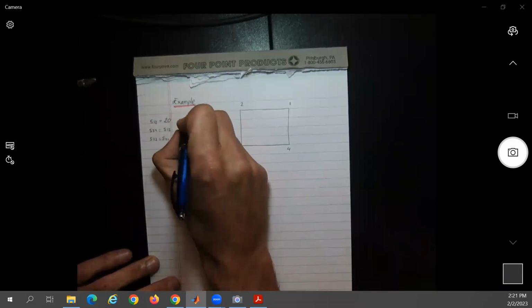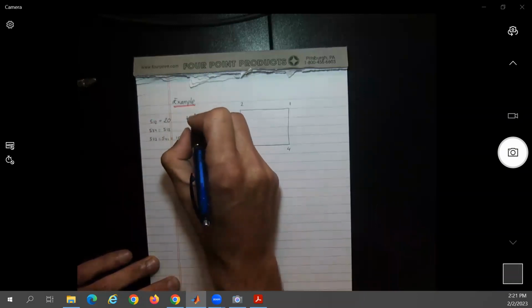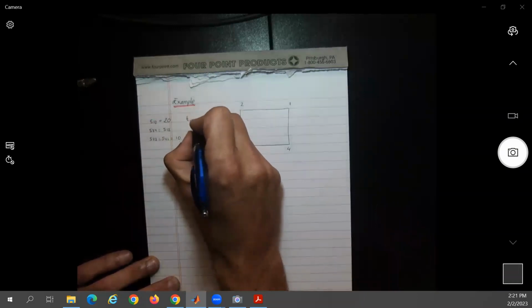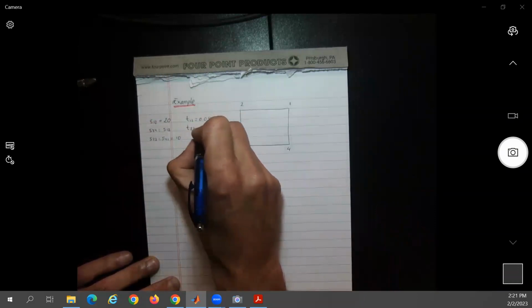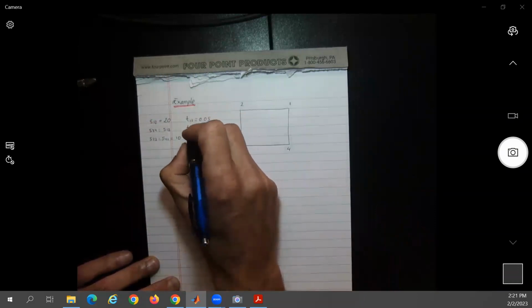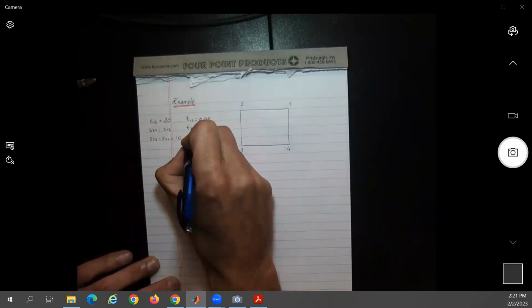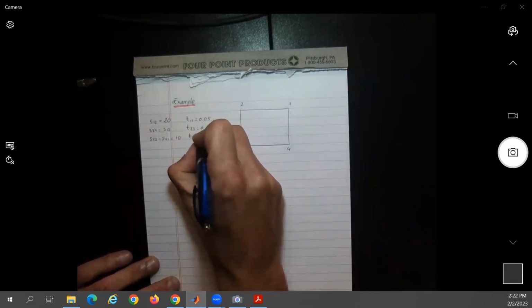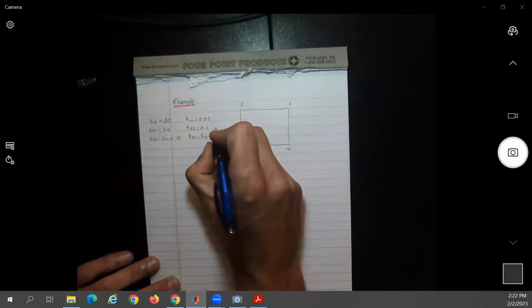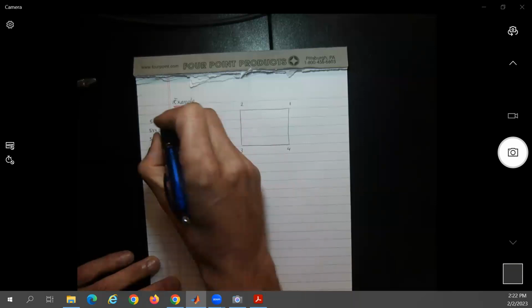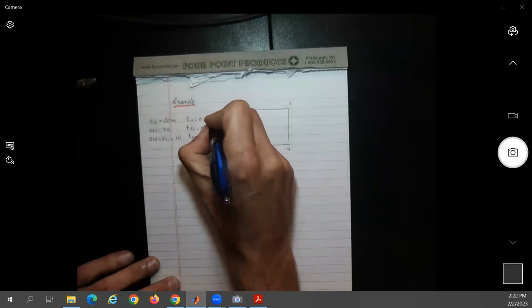Okay, then I'm going to have the thickness of 1,2 is 0.05. Thickness of 2,3 is 0.1. Thickness of 3,4 equal thickness of 4,1 equal as well to 0.05. And all these measurements are in inches, okay?